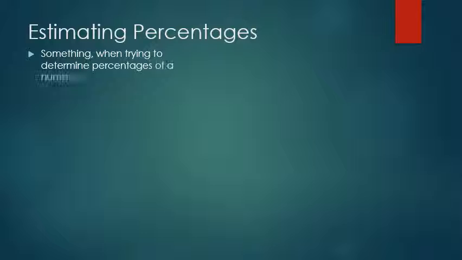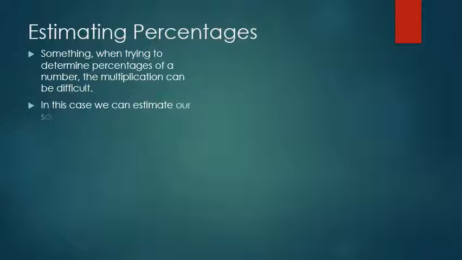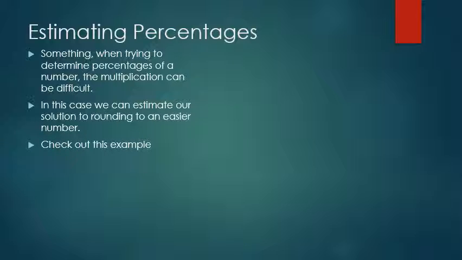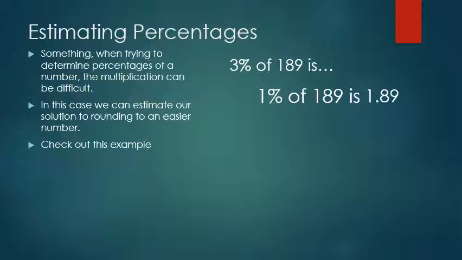Sometimes when trying to determine percentages of a number, the multiplication can be difficult. In this case, we can estimate our solution by rounding to an easier number. So let's check out an example. So 3% of 189. So we start by determining 1% of 189 by moving the decimal 2 places to the left, and we get 1.89. So if we then want to determine 3%, we would have to do 1.89 times 3. That is not an easy problem to solve.